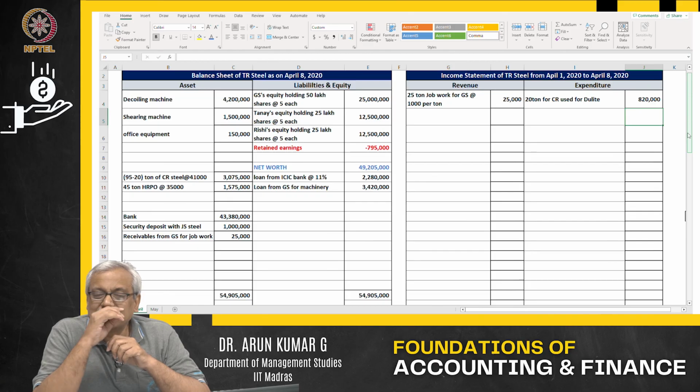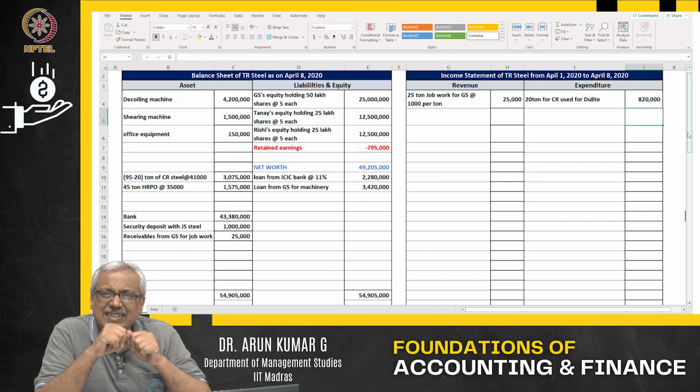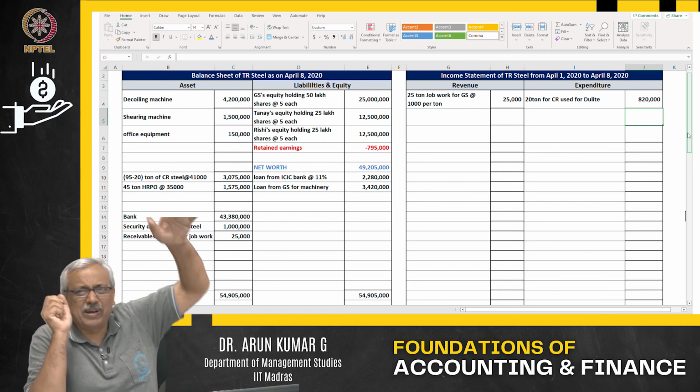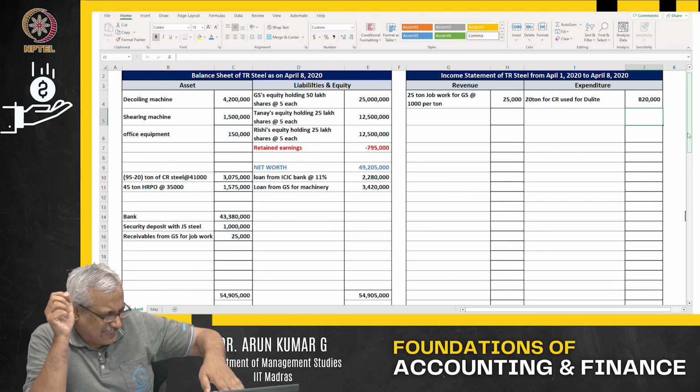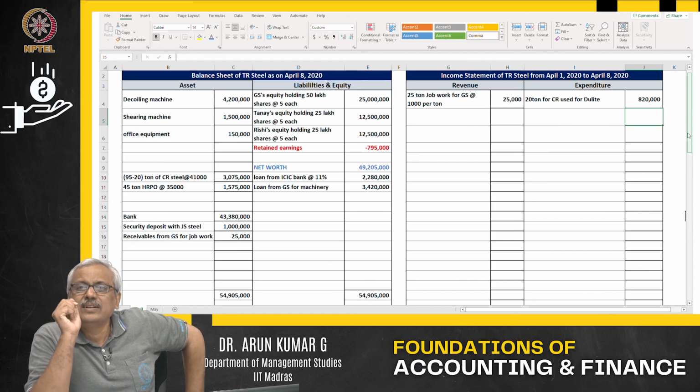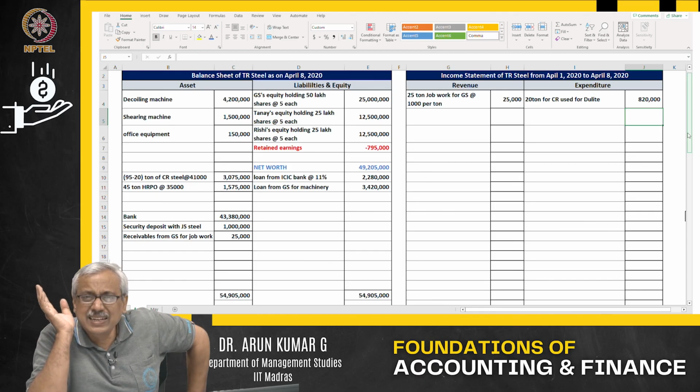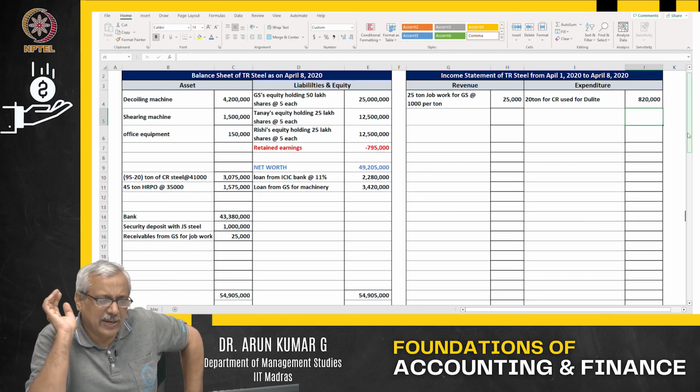So, what is happening? First part of the transaction, you are utilizing the material. When you are utilizing the material, what is happening to your asset? Your asset is depleting, and that is what you saw. When you utilize the material, you have enjoyed the benefit of the material. What happens? Your expenditure increases. That is what you see out here.